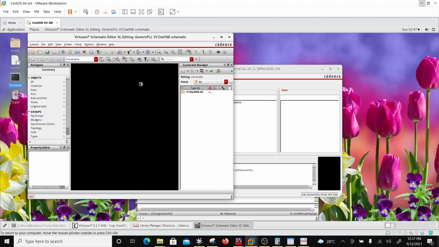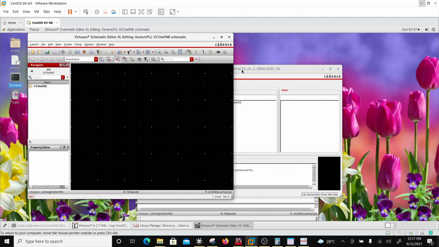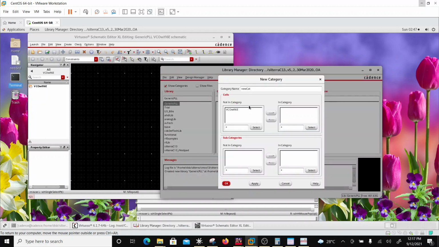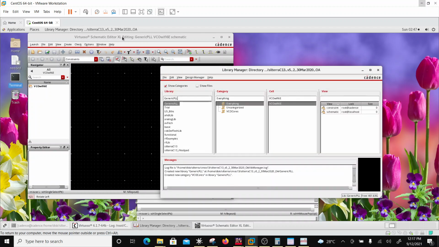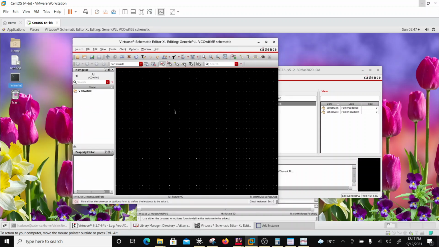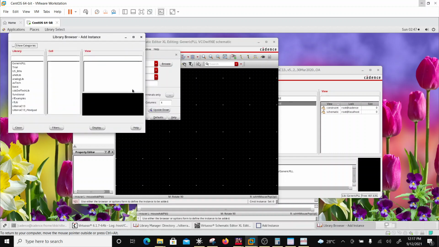Okay, and I am going to create categories here, but later on. So let's create one category at least. File new category, and I will call this VCO course. So I'm going to make multiple PLLs here to demonstrate to you all the design concepts. Okay, so here I am going to use two PMOS devices. So I'll start with PMOS devices.